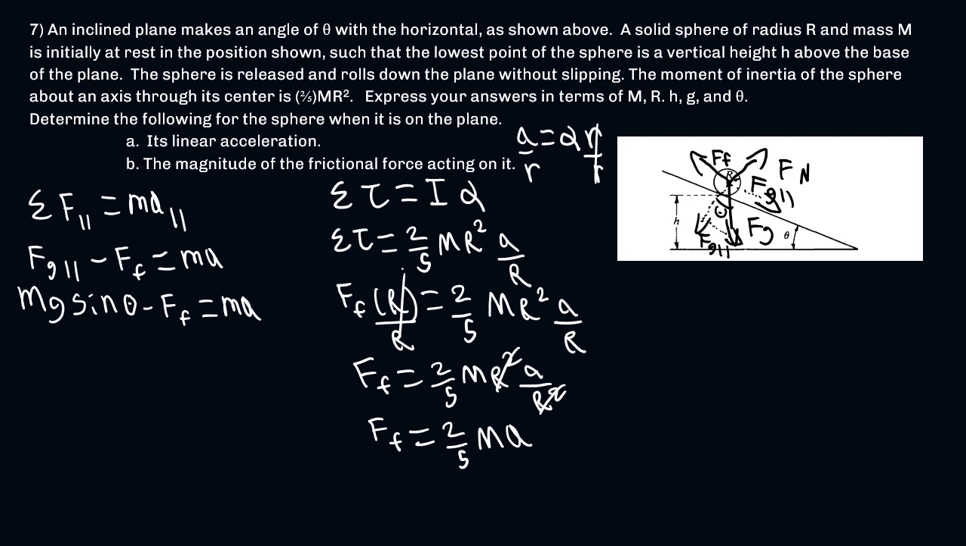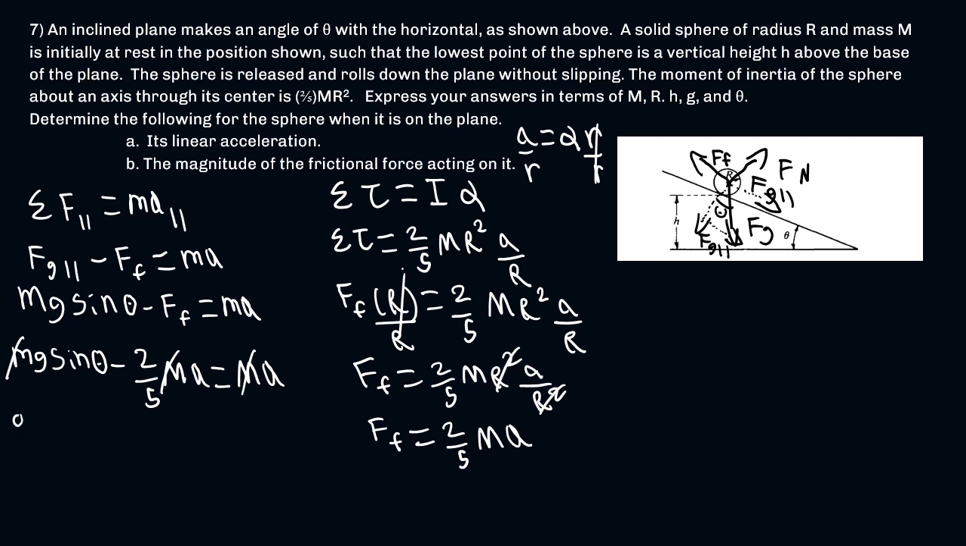So now we can find linear acceleration. We plug this back into the equation. We have mg sine theta minus 2/5 ma is equal to mass times acceleration. So real quick, in order to get this all done, my mass is actually going to cancel out as well, since I have the same mass all the way throughout.